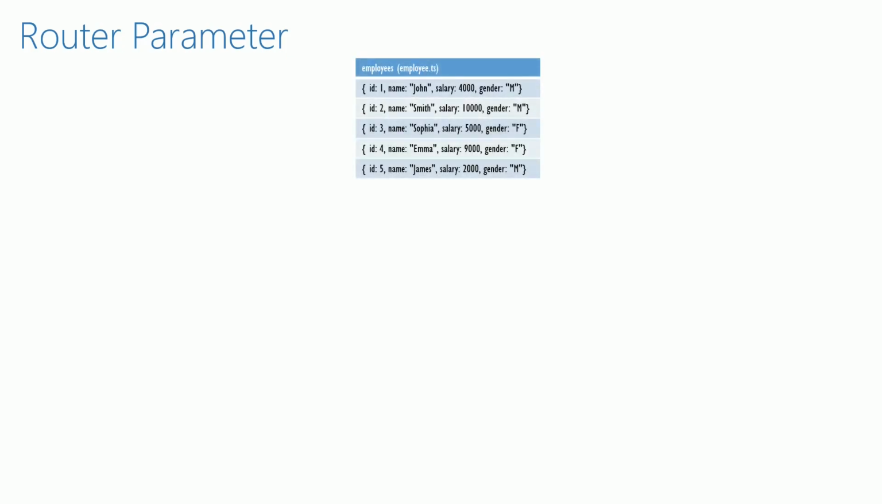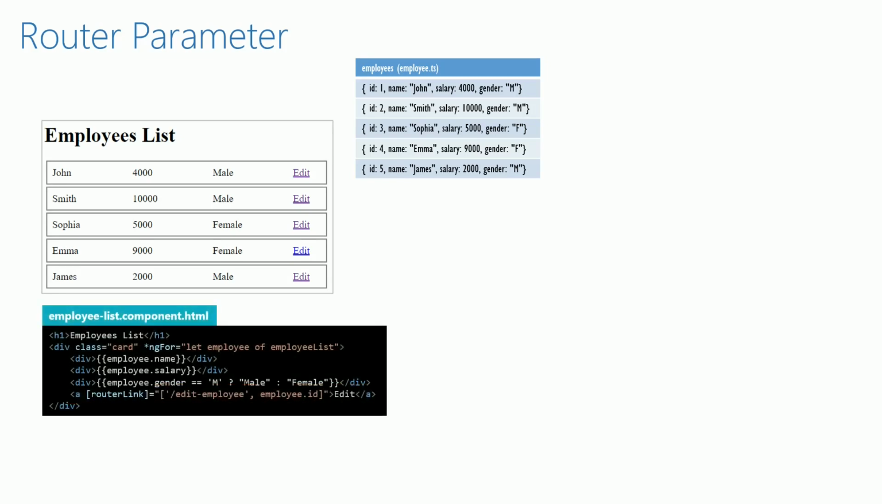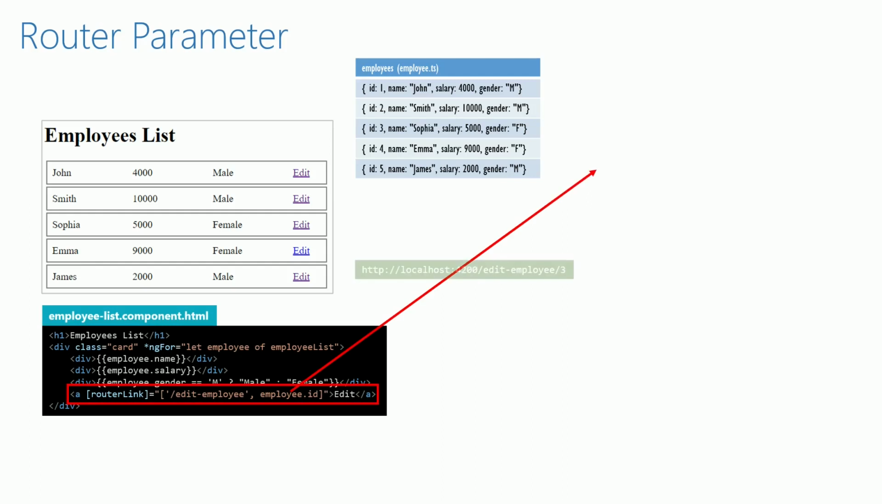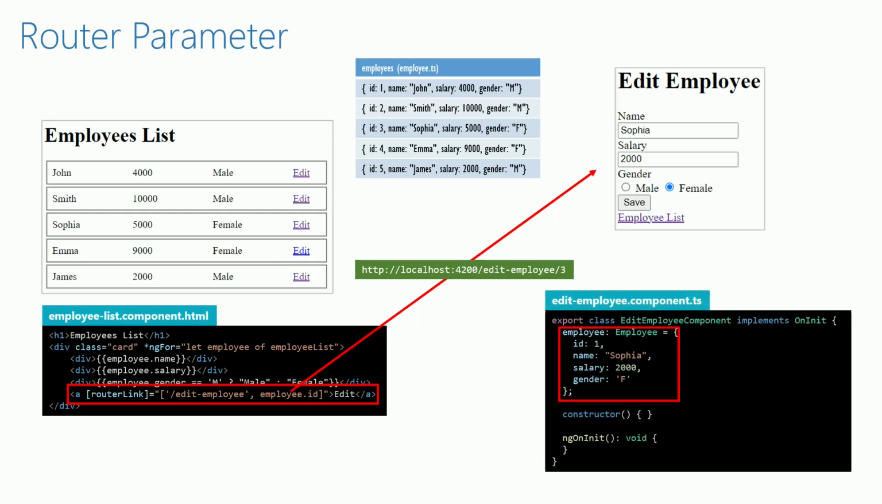Let me summarize whatever we have done so far. We defined an array of employee objects in employee.ts. Using this array, we displayed the employee list in employee list component. Using routerLink, we were able to dynamically construct the router URL passing the employee ID to the edit employee component. We were able to populate the form field values based on the hard-coded data in employee property of edit employee component. This is what we have implemented so far.